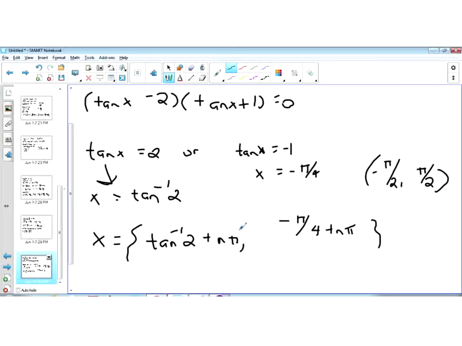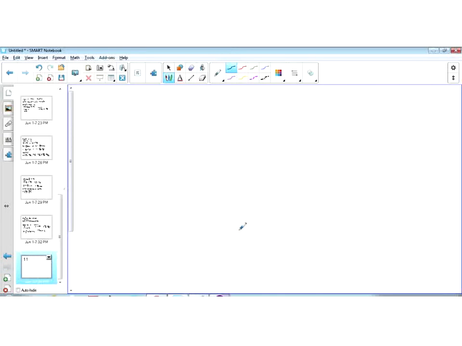Okay, so one more problem. This one will require the use of an illustration. So how about we solve this? 3 sine x minus 2 is equal to 0. Okay, so this will require that sine x is equal to 2/3.